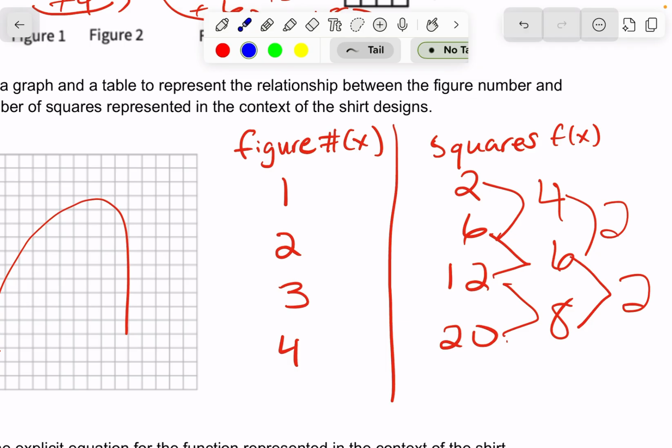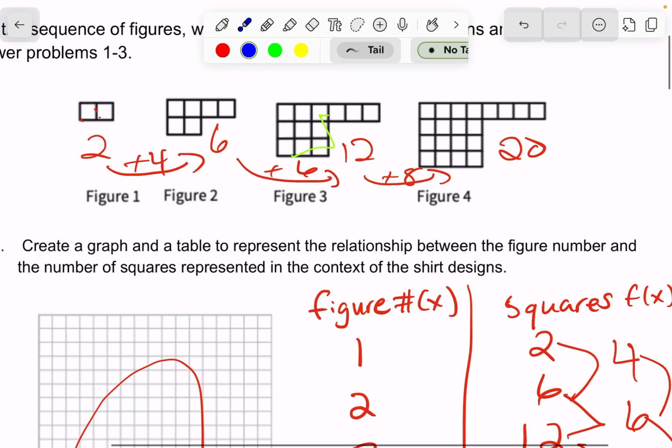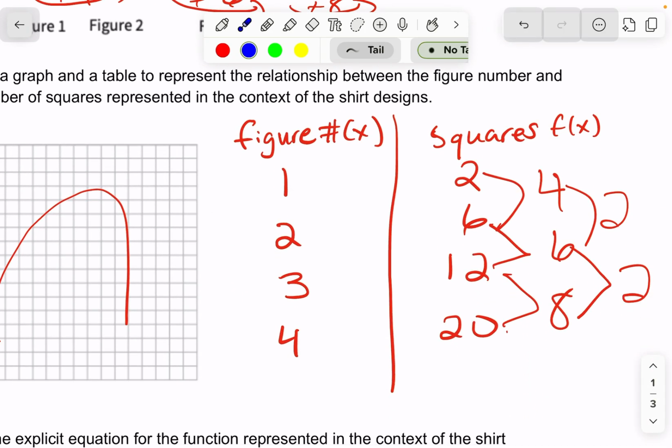So we're thinking of the explicit equation as what we use when ain't nobody got time to do all that calculating, when the figure number you're looking for is further down in the table. Let's look at the pattern again. We're looking at our table, and we're trying to write a rule for f of x that tells us how many squares there are in figure x.